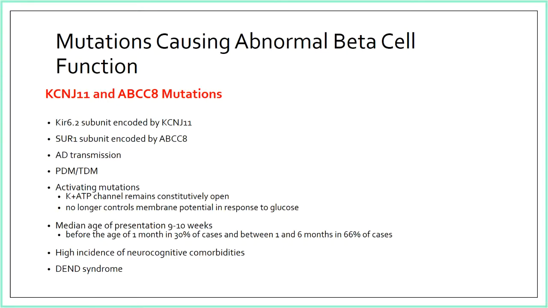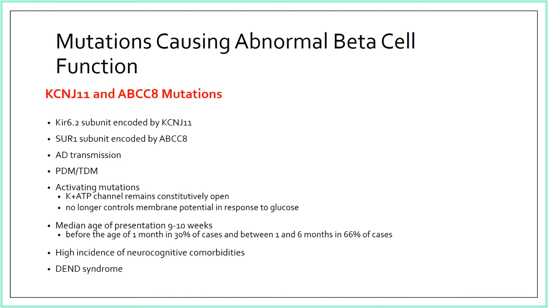There's a syndrome called the DEND syndrome, which stands for developmental delay, epilepsy, and neonatal diabetes syndrome. And that's sort of the most severe clinical spectrum of the neurocognitive comorbidities that we see in children with KCNJ11 or ABCC8 mutations.